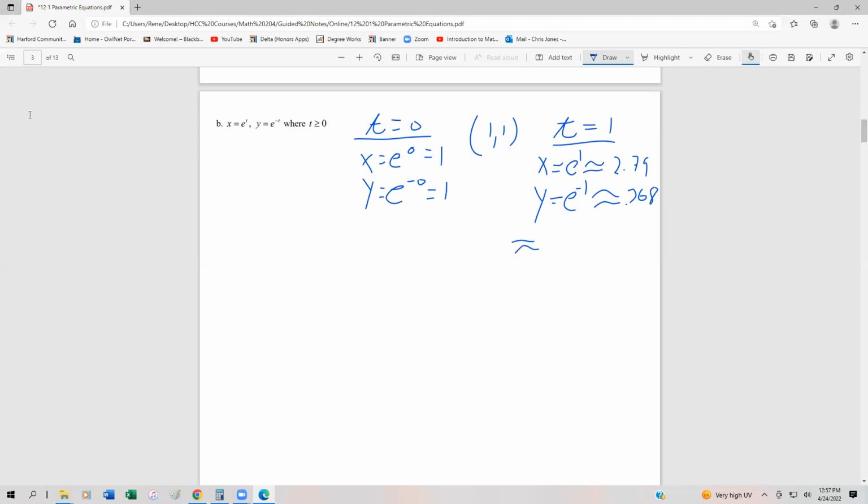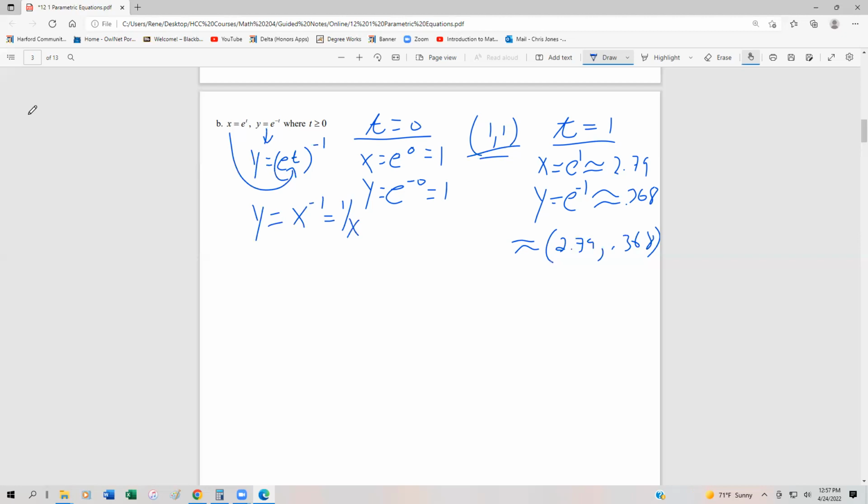So when t is equal to 1, we're approximately at the point 2.718, 0.368. Now, one thing to notice is that we can rewrite y as y equals e to the t to the minus 1, and then we can substitute x back in. We can use a little bit of sneaky algebra, or we could take the ln of both sides if we really wanted to, but I think this way is a little bit cleaner. And so we get y equals x to the minus 1, which is 1 over x.